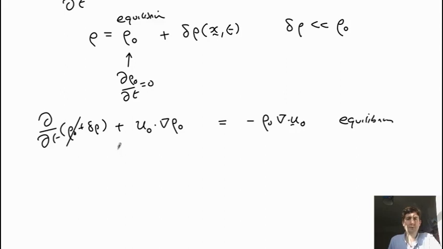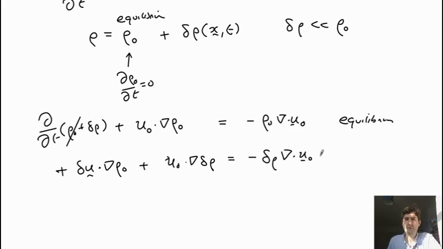And then we have terms which involve only one perturbed quantity. So we can perturb, say, this part first. So we have delta u dot grad rho naught plus also a u naught dot grad delta rho. And on this side again we might have minus delta rho divergence of u naught minus a rho naught divergence of delta u. And so these quantities all involve just one perturbed quantity, and these are the linear terms.